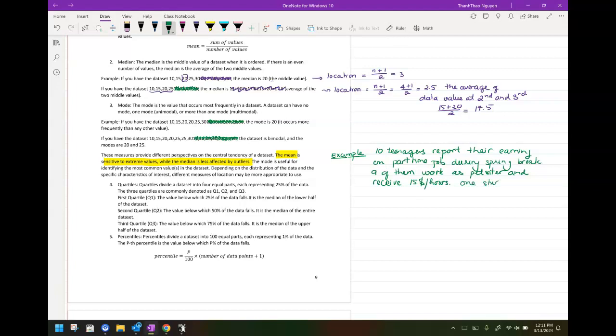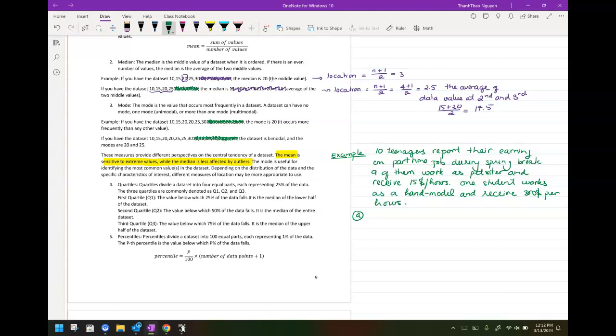One student worked as a hand model and received $300 per hour. Let's calculate the average salary, or the average income, of the 10 students.